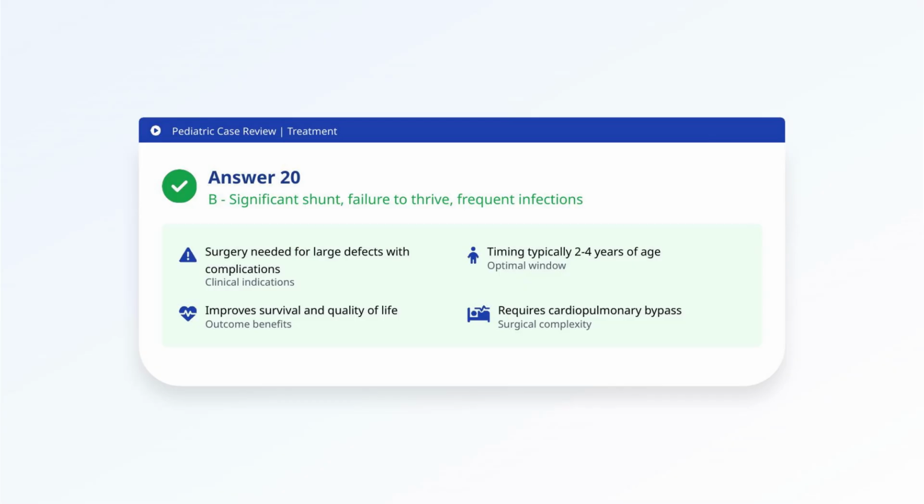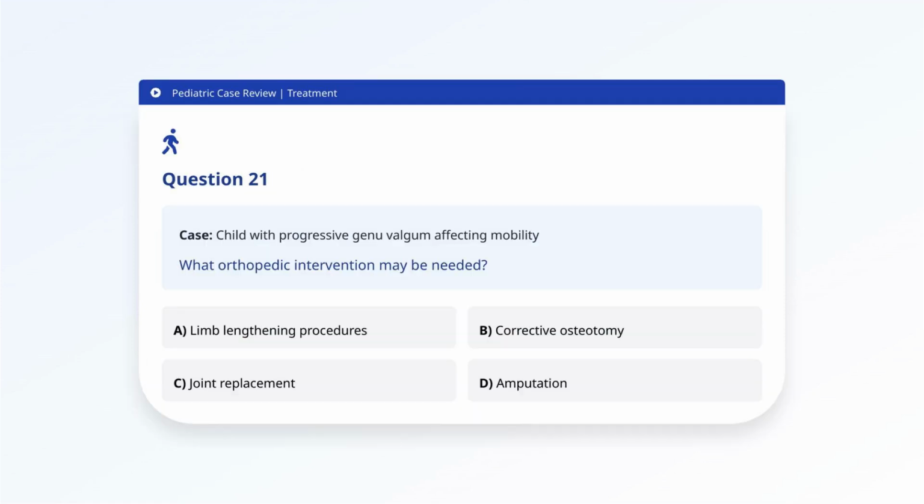Surgery is needed for large atrial septal defects causing complications. Optimal timing is typically between 2 and 4 years of age. Surgical repair significantly improves survival and quality of life. The procedure requires cardiopulmonary bypass and experienced cardiac surgeons. A child with Ellis Van Creveld Syndrome develops progressive genu valgum affecting mobility.